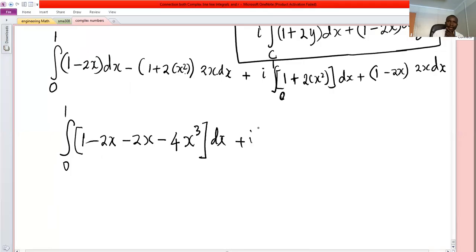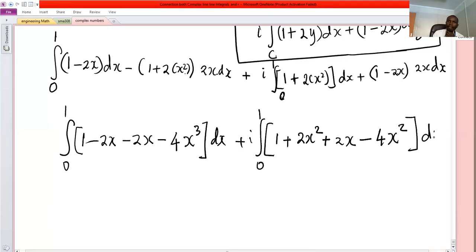And then plus i integral 0 to 1. So this would be 1 plus 2x squared, plus 2x times 1 is 2x. And then minus 2x times this one will be plus minus 4x squared. And then dx.